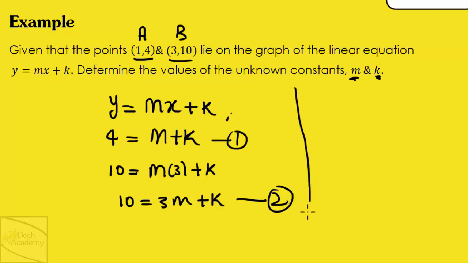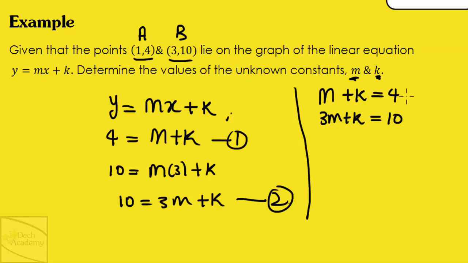So now I know that I'm looking for what m and k are. From the first equation, I know that m plus k is 4, and from the second equation, I know that 3m plus k is equal to 10. But I need to find m and k. Now what we have here is just a problem of solving simultaneous equations, which you've done. So we can use the method of substitution or the method of elimination. I'm going to use the method of substitution.